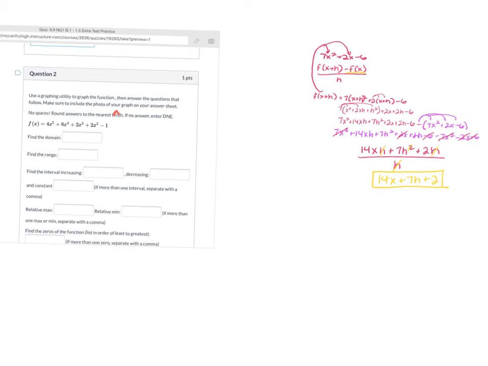Okay, so if I look at this graph, remember my arrows are here and here. The domain is negative infinity to positive infinity. The range is negative infinity to positive infinity. But it'll say in your directions, infinity is the word infinity. So I will type that in as negative infinity, comma infinity, no spaces.